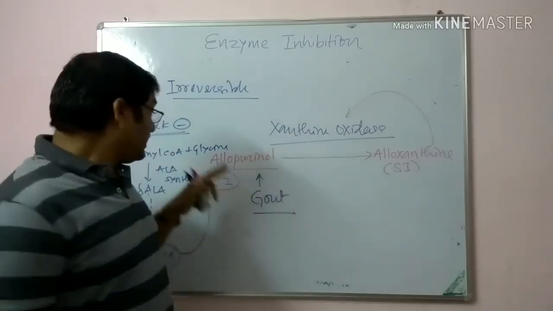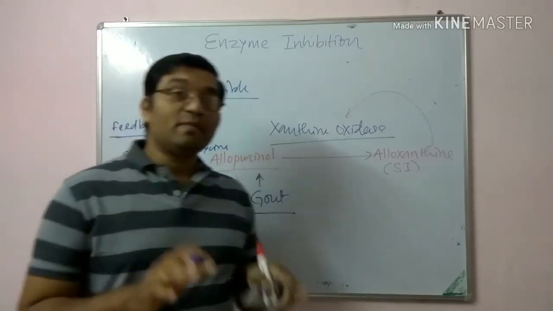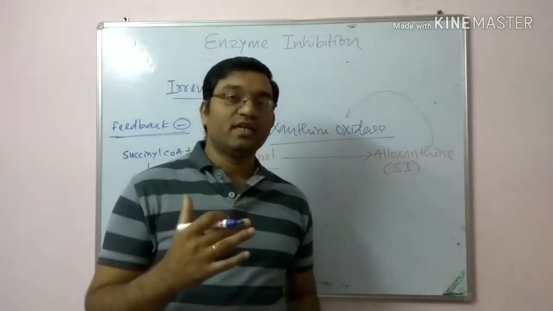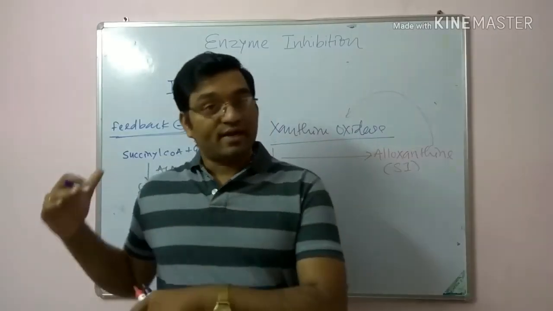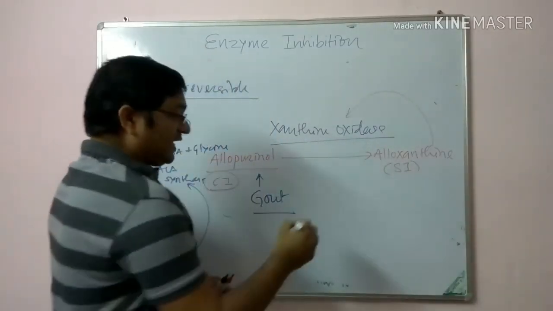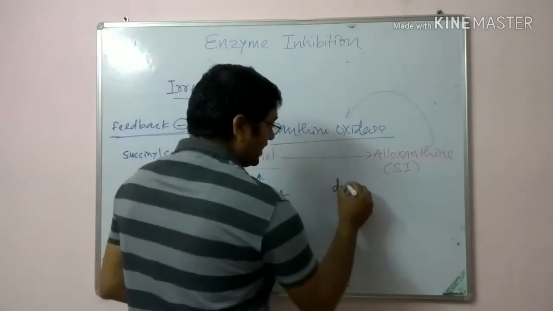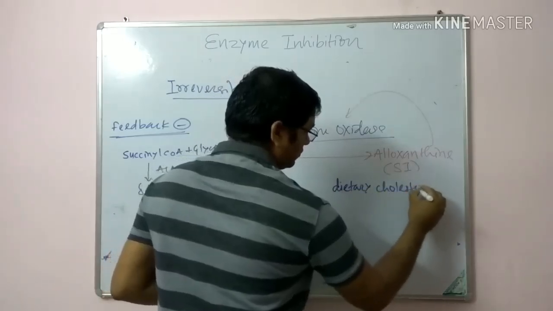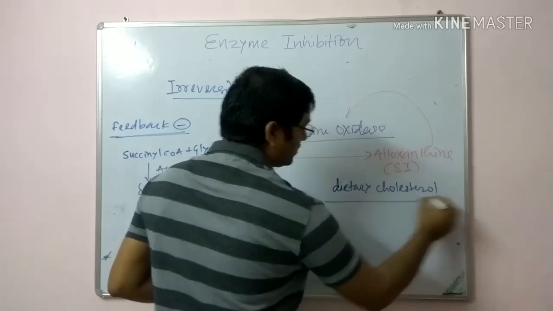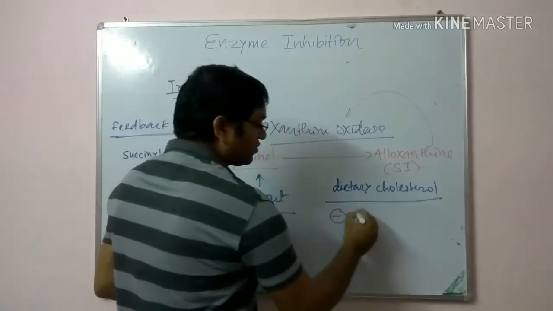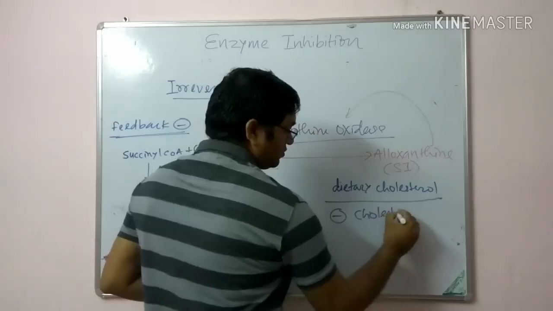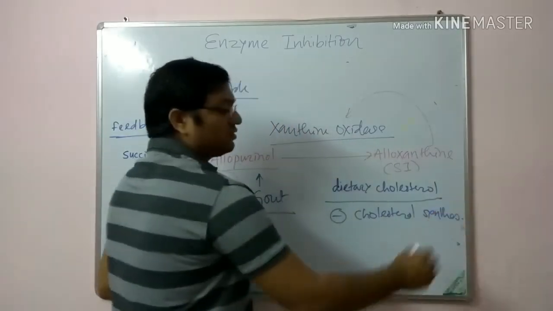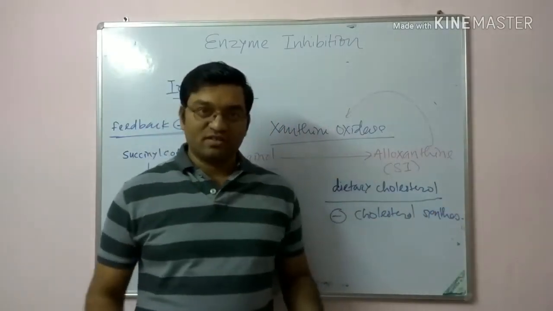And when it is at the genetic level, that is known as feedback regulation. When this inhibition is at the genetic level, it causes feedback regulation. An example is dietary cholesterol consumption, which inhibits cholesterol synthesis. This is at the genetic level, that's why it is known as feedback regulation.